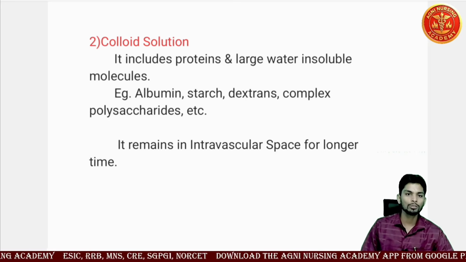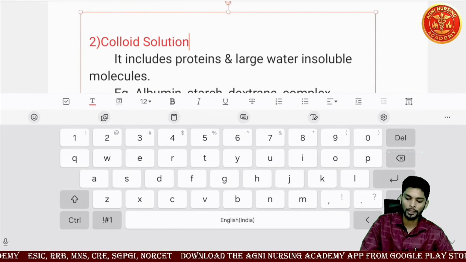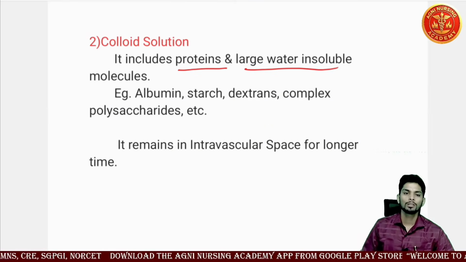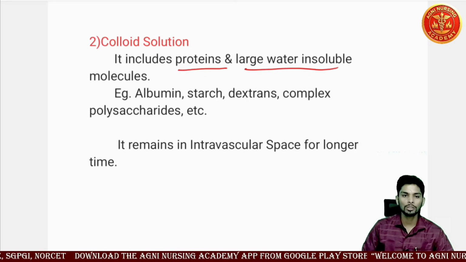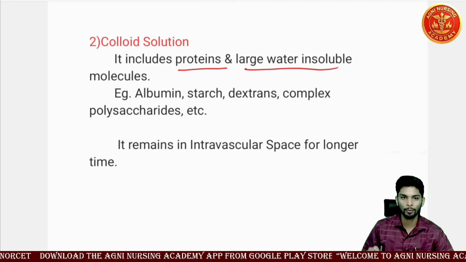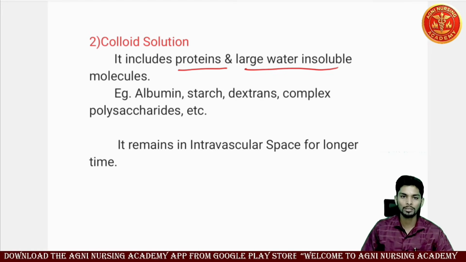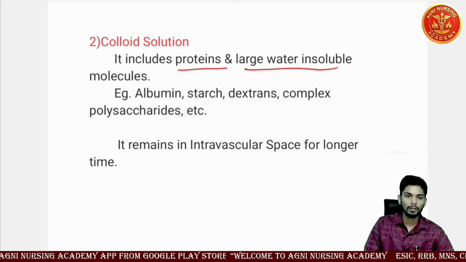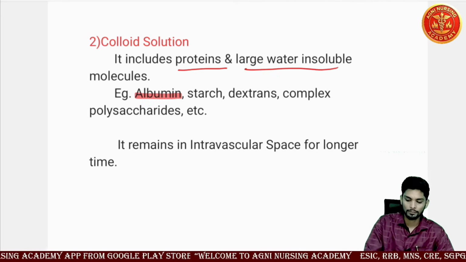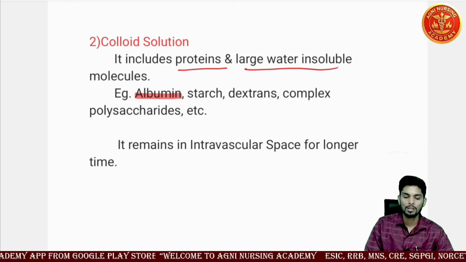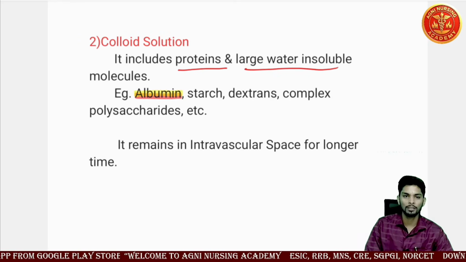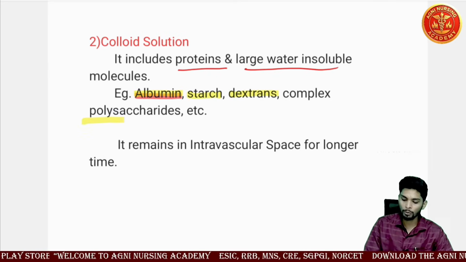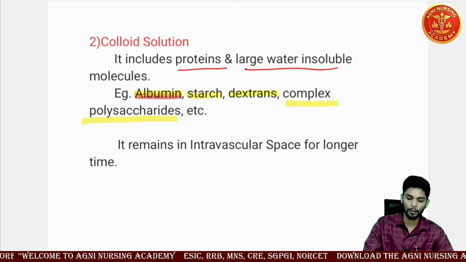Colloid solutions include proteins and large water insoluble molecules. Previously we learned that crystalloid solutions are water soluble solutions like sodium, chloride, potassium and all. Here colloid solutions are proteins and large water insoluble molecules. In proteins, albumin is there. Albumin is a colloid solution, so we will administer albumin in hospital settings. Starch is there, dextran is there, and complex polysaccharides are there. So these all are colloid solutions.